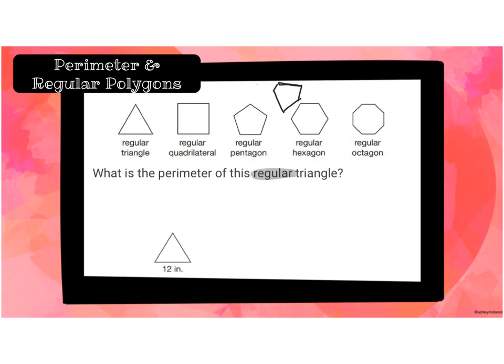But the main thing I want you to know, if this down here is a regular triangle, and it only tells me one side is 12 inches, what do I know about the others? Ainsley: Each side is 12. How do you know? Because they're all the same. Okay, now look back up here at all my regular polygons. What do you notice about all the side lengths? They're all the same. That's what makes them regular.